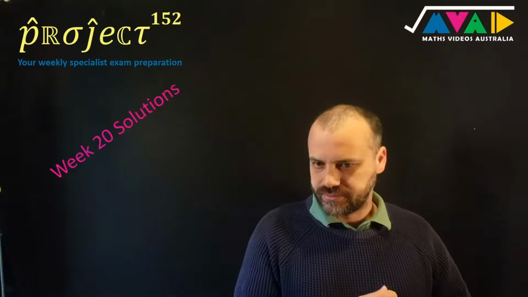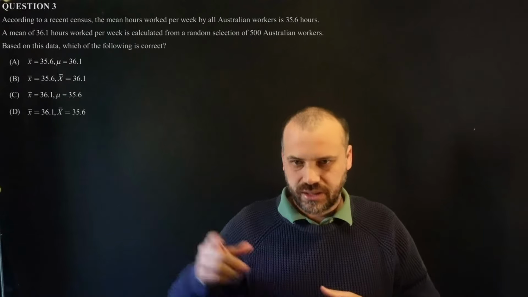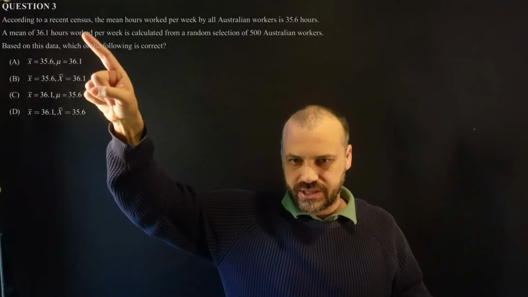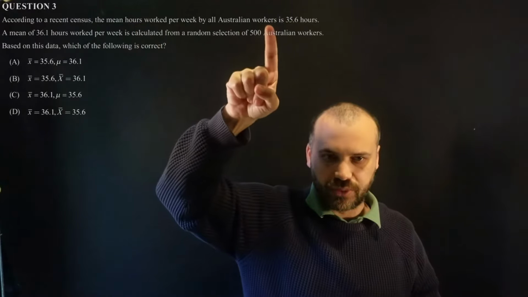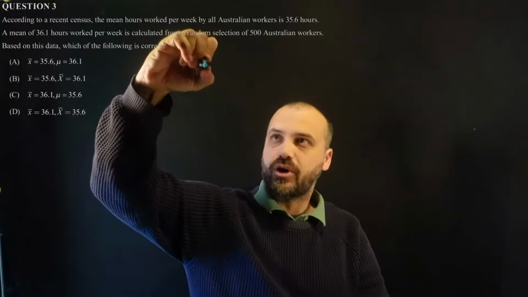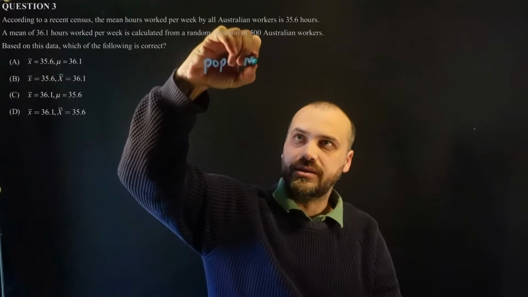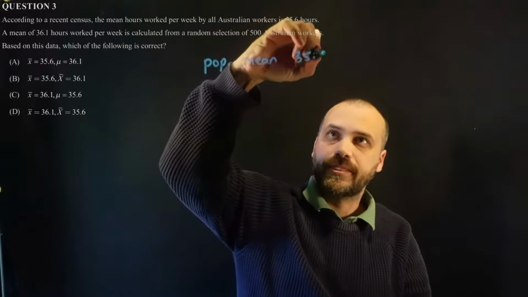Let's get started. So this question is designed just to find out whether you know what all these symbols mean. So let's go through it. According to a recent census, the mean hours worked per week by all Australian workers is 35.6. Let me just write that down. The population mean, coming from a census, right, is 35.6.